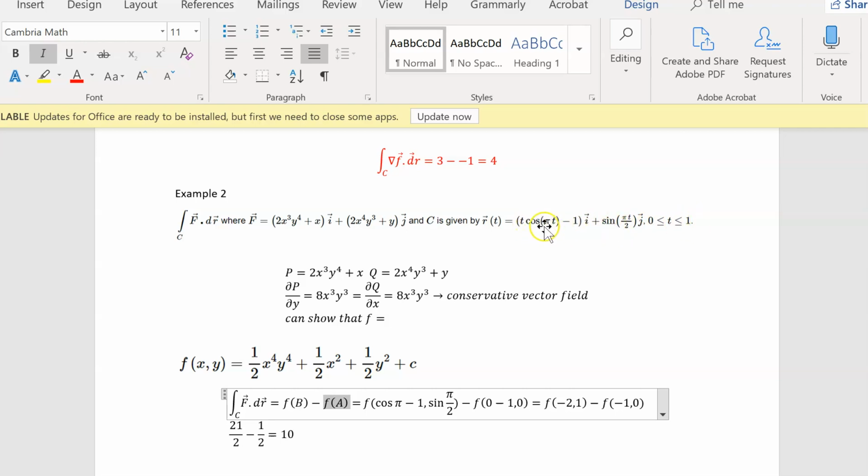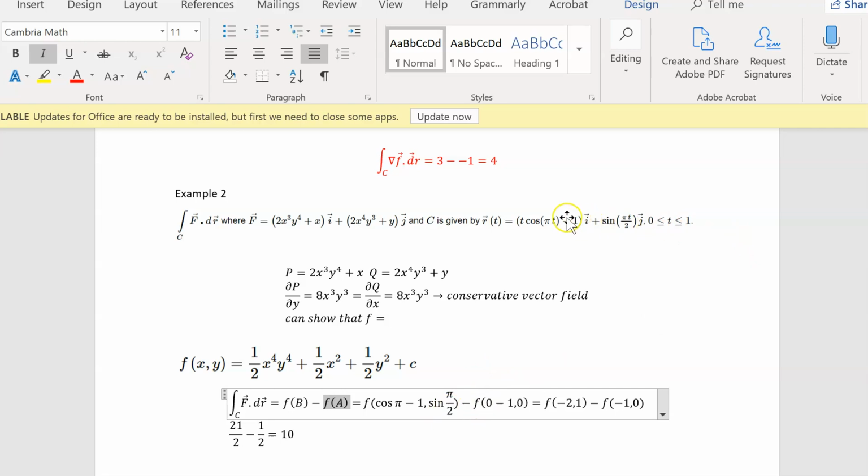So you get 1 times cosine t minus 1. That is your x, right? So cosine pi minus 1 is your x, and the y would be the sine, and putting t equals 1, you get pi over 2. Okay, and that is your y. This is the end point, minus the starting point.